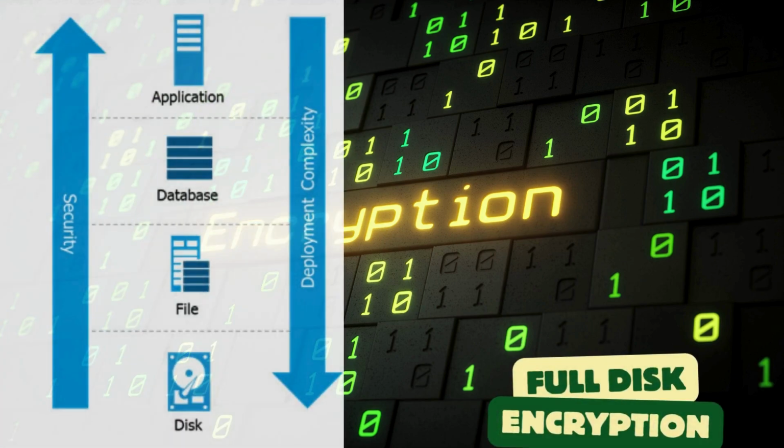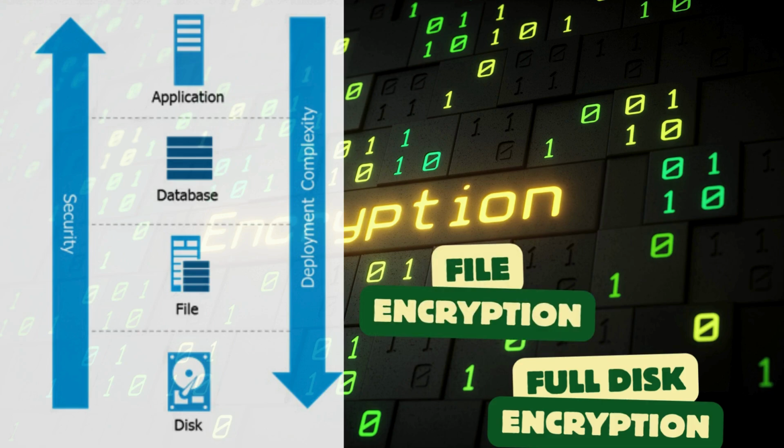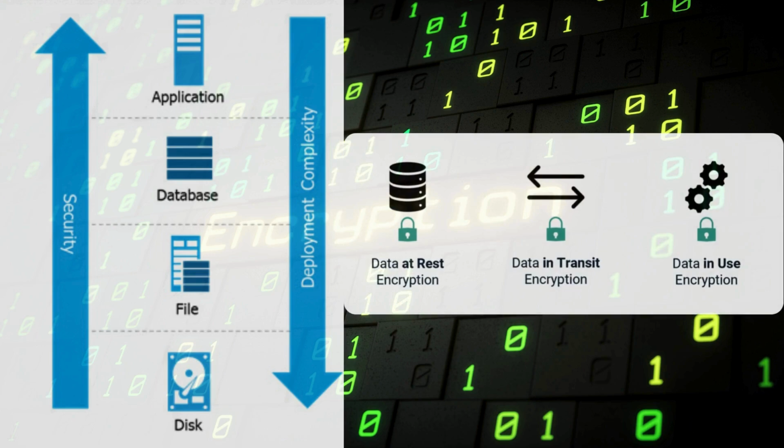A full disk encryption is like locking your entire computer hard drive. Only you can access the data on it. A file encryption is like locking individual files on your computer. Only you can open and read those files. Database encryption is like locking a specific database, protecting sensitive information like credit cards or medical records. Transport encryption is locking a letter before mailing it. It ensures that the letter can only be read by the intended recipient.